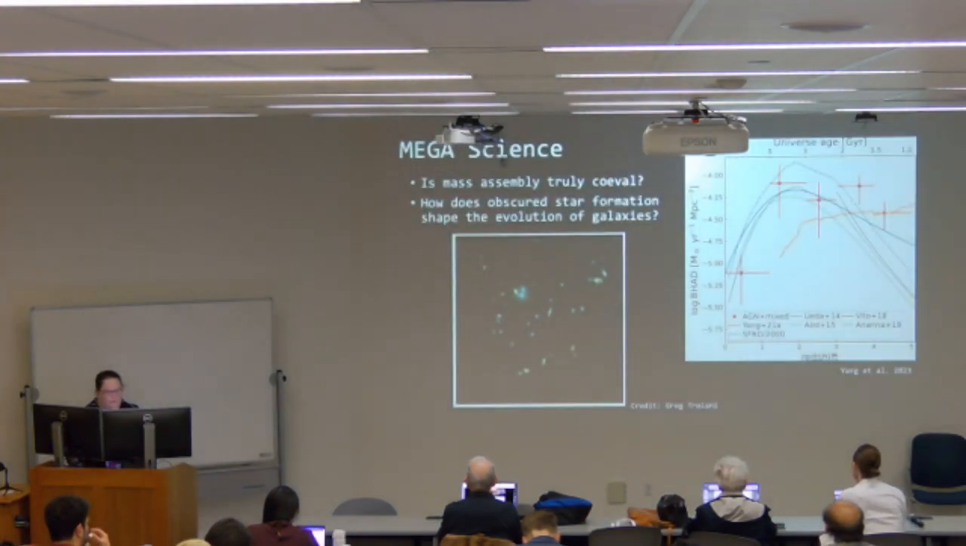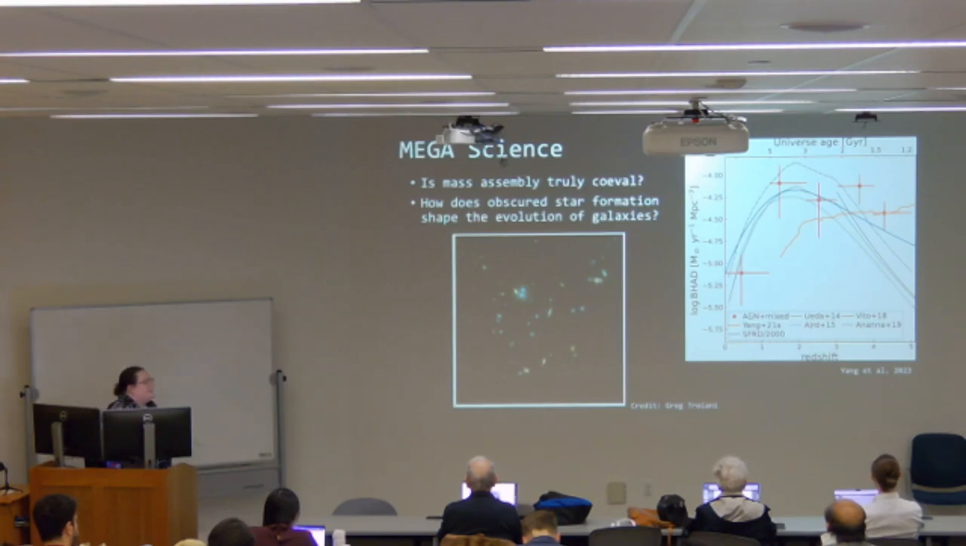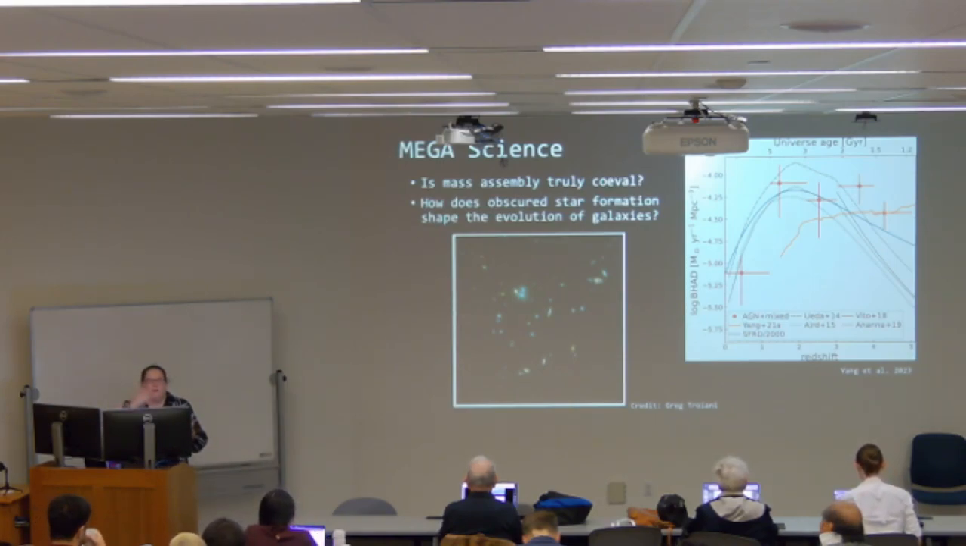So we have 2 main science goals. The first thing that we're trying to understand is, is the universe's mass assembly truly coeval? So prior to JWST, there is this idea that cosmic noon is when the star formation rate density peaks and when the black hole accretion rate density peaks.